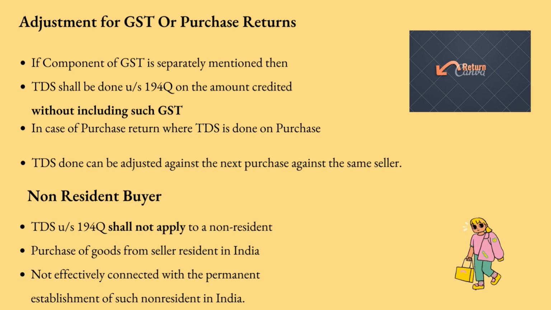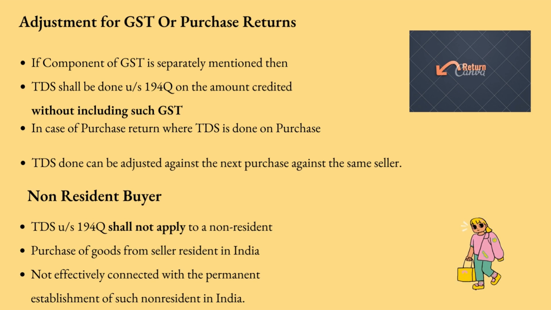In such cases, where the money is already paid to the seller and the tax has already been deducted, such tax already deducted can be adjusted against the next purchase from the same seller. No adjustment is required if the purchase return is replaced by goods by the seller, as in that case the purchase on which tax was deducted under Section 194Q of the Act has been completed with the goods replaced.